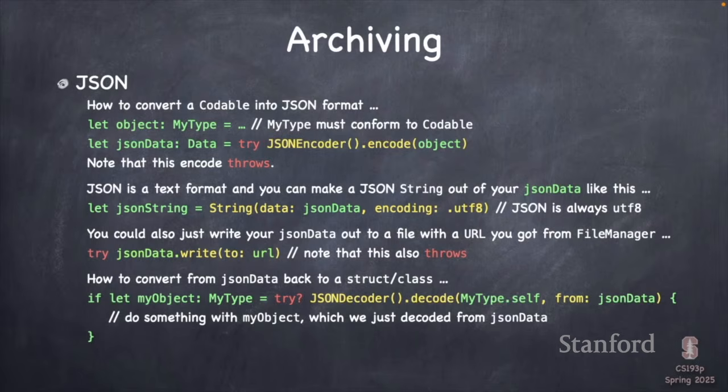So that's how you can take your object, turn it into a JSON data blob, and then turn it back into your object. Notice I'm doing try question mark down at the bottom, but oftentimes we will do catch around the thing at the bottom, because we might be looking for malformed JSON that doesn't have the right keys or values or something like that. And the JSON decoder throws a lot of errors that are very specific about what went wrong.